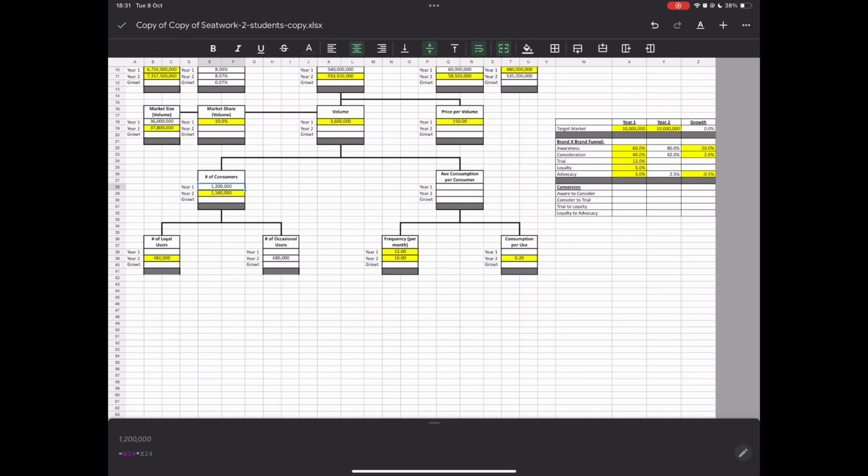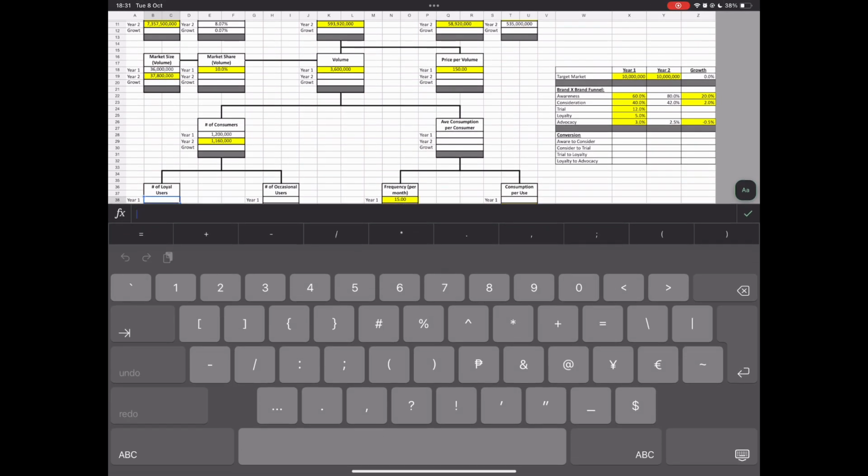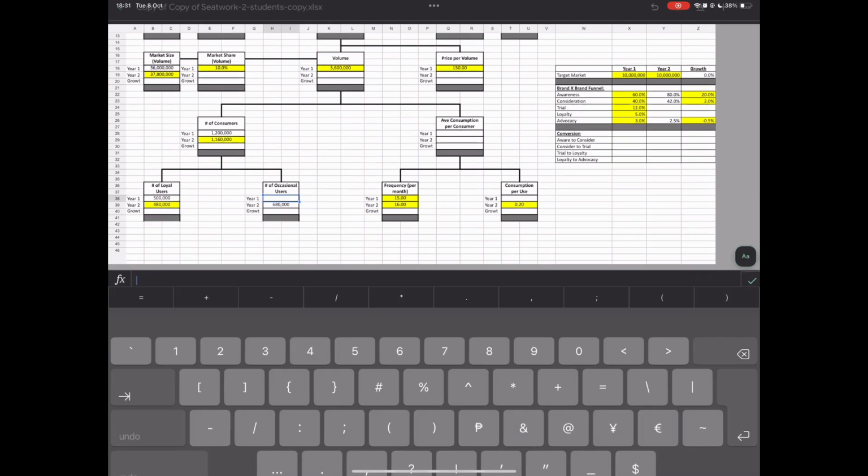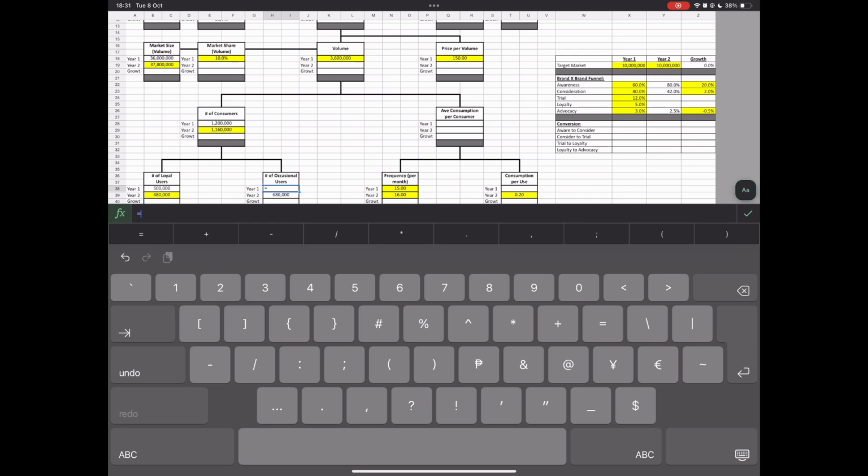To get the number of loyal users, it's again using the small table, that target market of 10 million times the 5% loyal users gives you 500,000. And then to get the occasional users, it's just that year 1 minus that 500,000 loyal users.